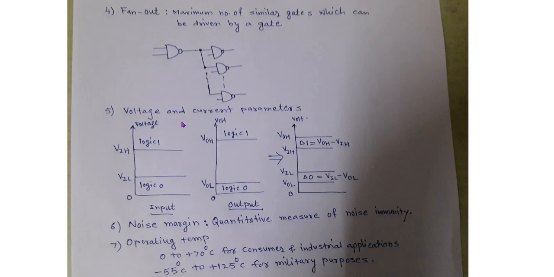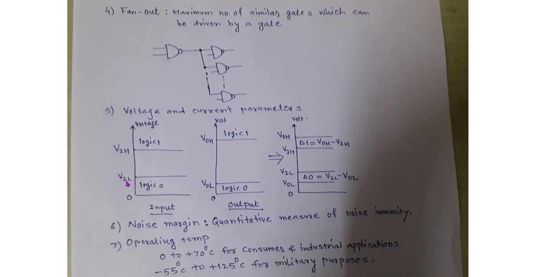The next parameter is voltage and current parameters. For that we take two different levels at the input of the gates and output of the gates. For the input of the gate, logic 0 and logic 1 are VIL and VIH, where VIL is the low level input voltage and VIH is the high level input voltage. VOL is the low level output voltage, VOH is the high level output voltage. From this figure we will get the idea.